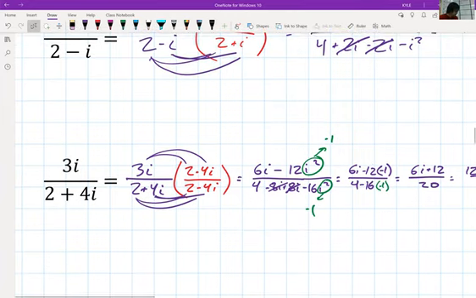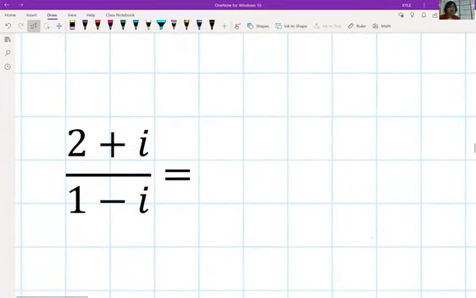What I'd love for you to do is try this one on your own. Pause the video. I'm going to pause my screen. I'm going to work it out, and then I'm going to unpause, and you can compare your work to mine. But pause the video right now and try to work out 2 plus i over 1 minus i, multiplied by that complex conjugate on top and bottom, and then simplify both top and bottom until we get a nice complex number at the end.